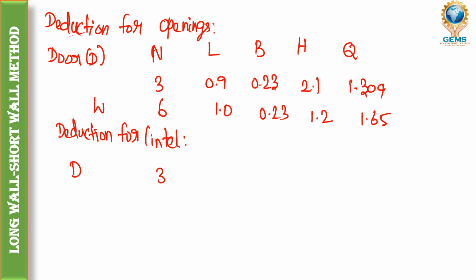So how much will the length be? 0.9, that is the door size, plus 2 into 0.15. So what will we get? It will be equal to 1.2. Then the breadth is 0.23 only. Then the lintel thickness. We will get some quantity, like 0.12.